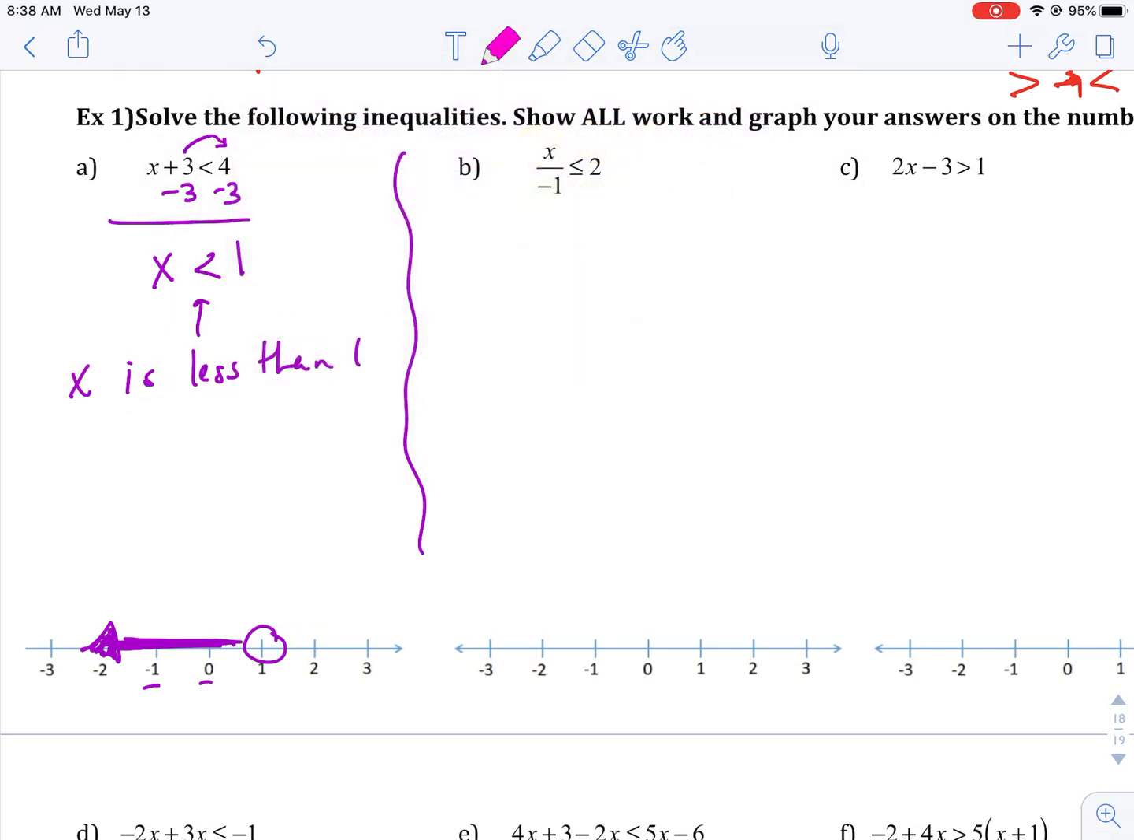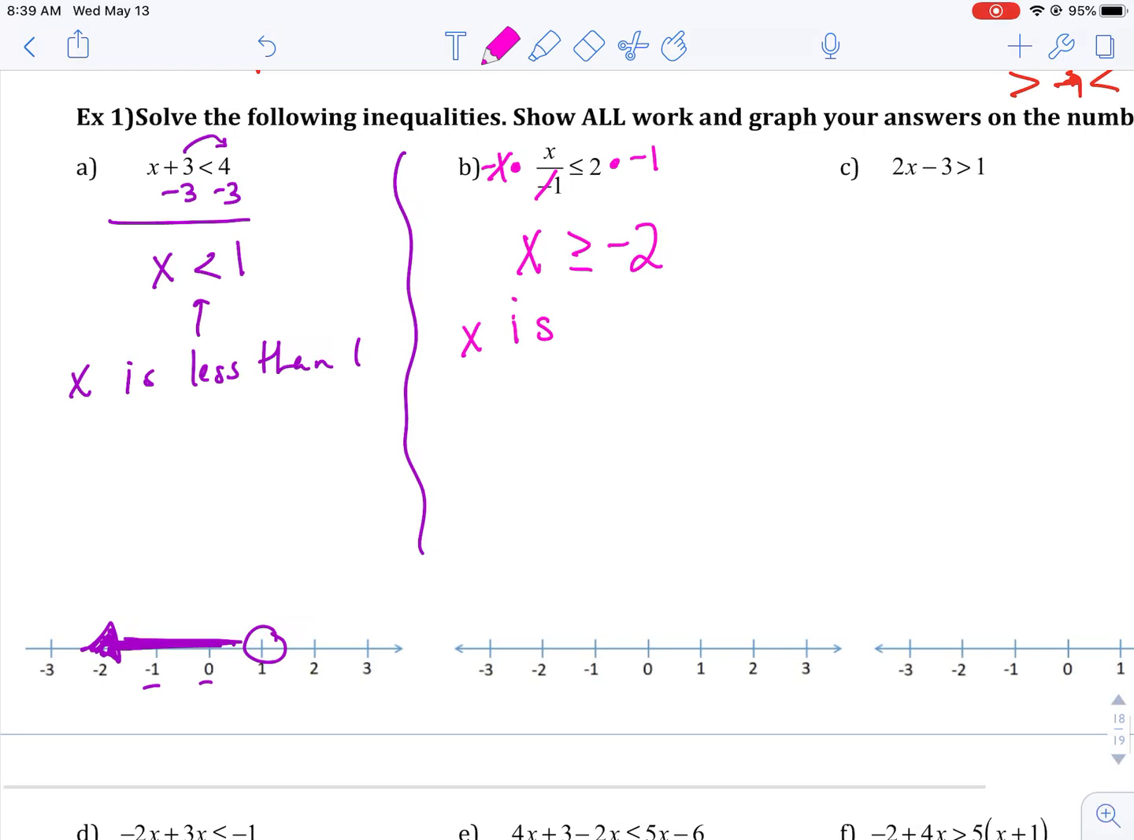If we look at letter B, we've got x divided by -1, so we need to get rid of that -1, and the opposite of dividing is to multiply, so we're going to multiply both sides by -1. So remember, the rule is if you multiply or divide by a negative, well, we just multiplied by a -1, we've got to flip that sign. So on the left side, when we multiply by a -1, those -1s go away, so we just get x, and then 2 times -1 is -2.